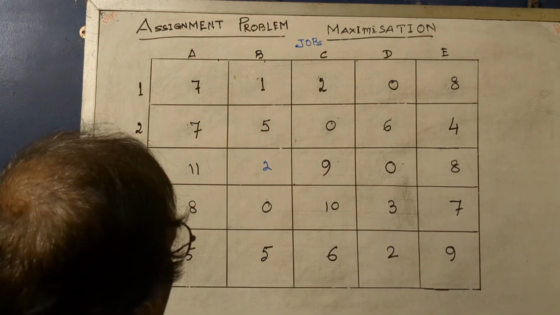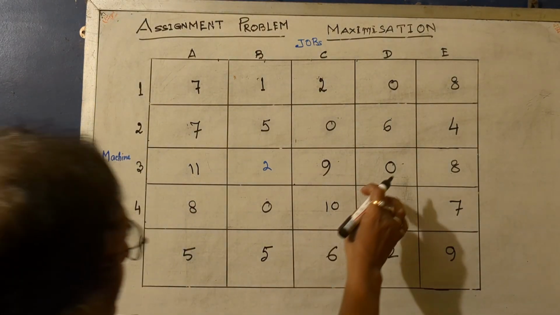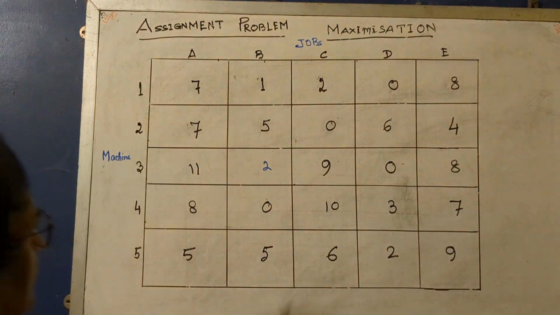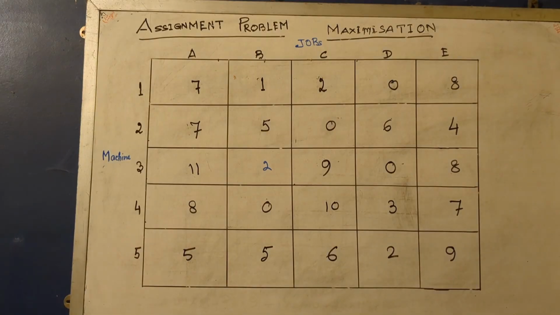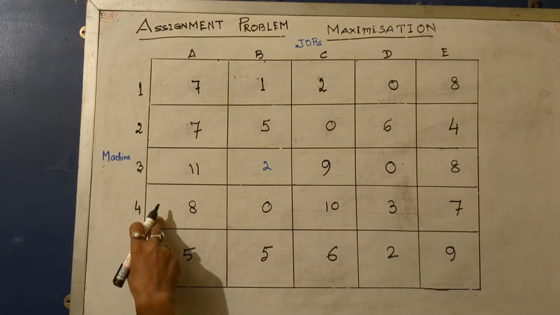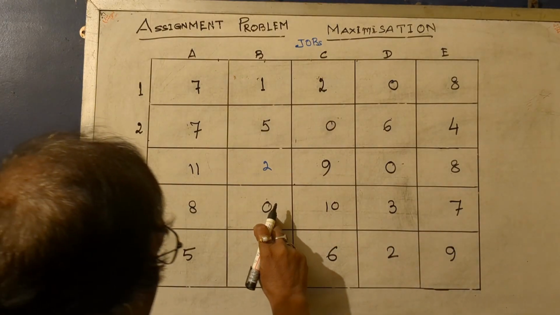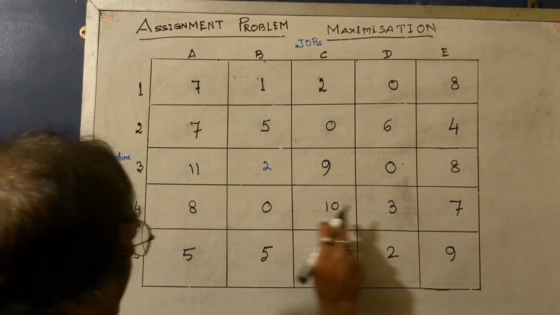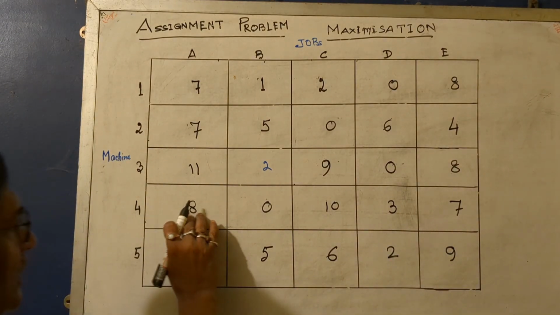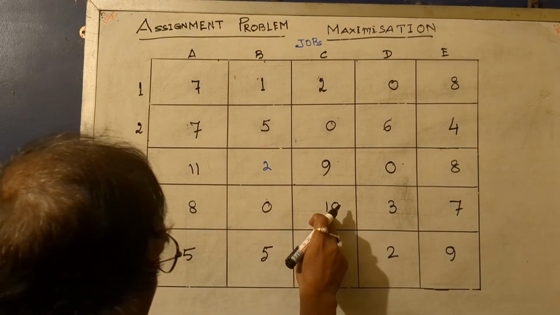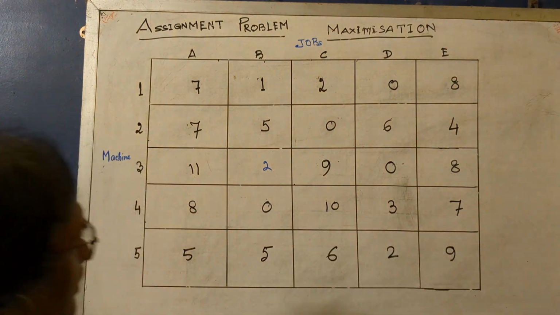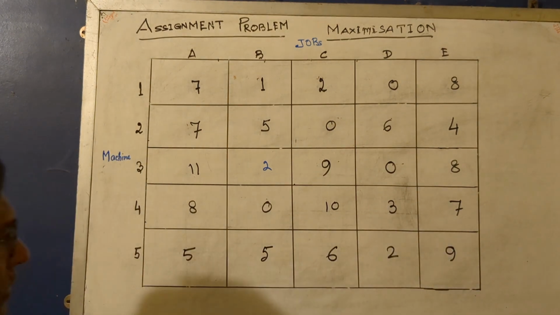Now for the third row. Which is the lowest element? The lowest element is 0. If you subtract 0 from all other elements, it will remain 7 as it is. For the fourth row, again the lowest element is 0. If you subtract 0 from all the elements, the elements remain 7. 8 minus 0 is 8. 10 minus 0 is 10. That's why it is not changing, because you have to subtract the lowest element.